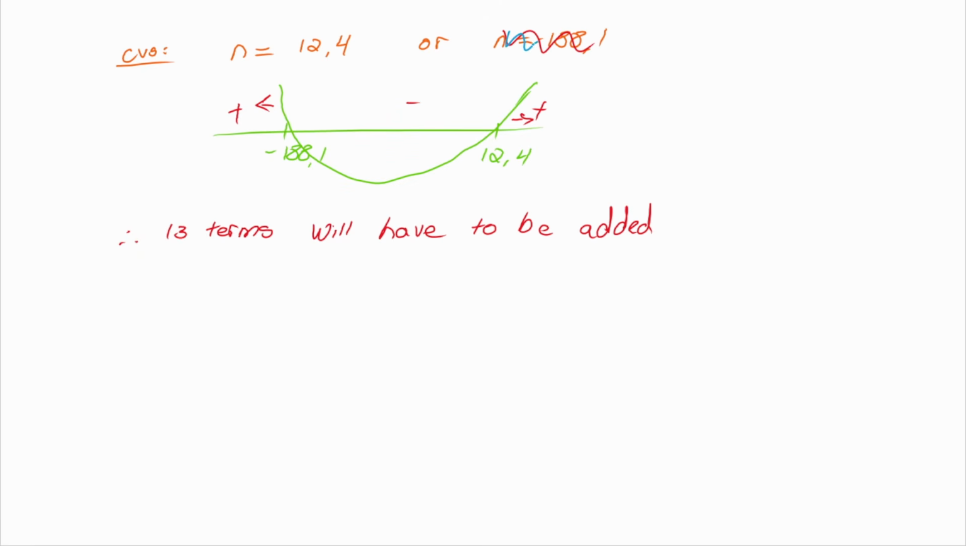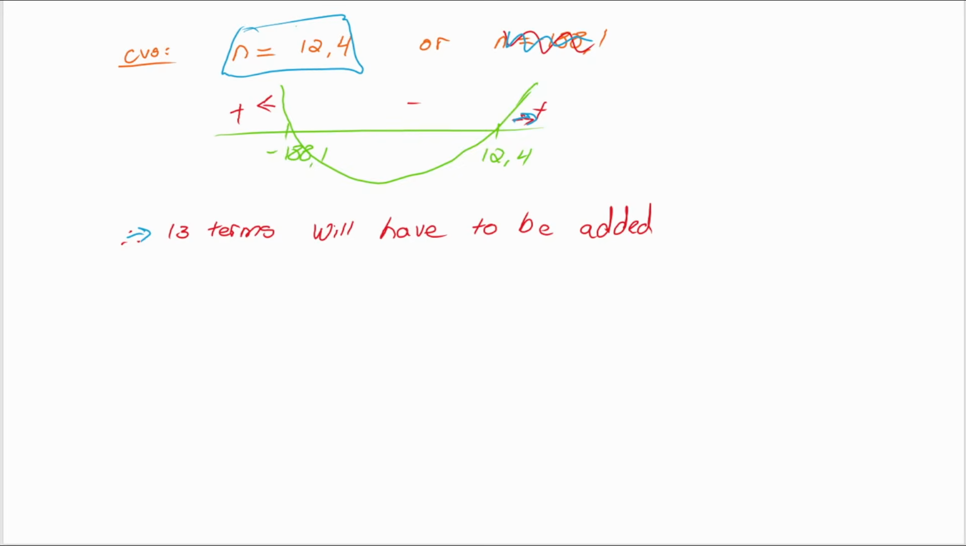But the thing is, we can't have a negative n, okay? And n cannot be a fraction, can't have a decimal, okay? And we have to be to the right of 12.4, and the next whole number, or natural number, is 13. That's why 13 terms will have to be added, okay? Because let me show you something on the calculator.